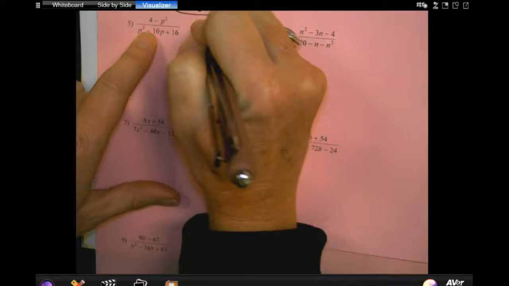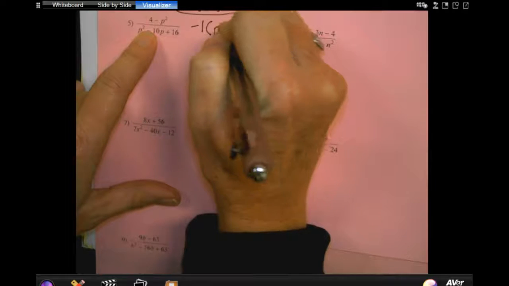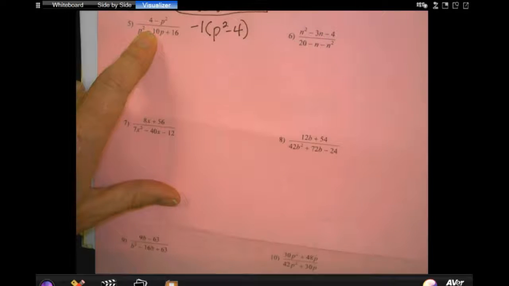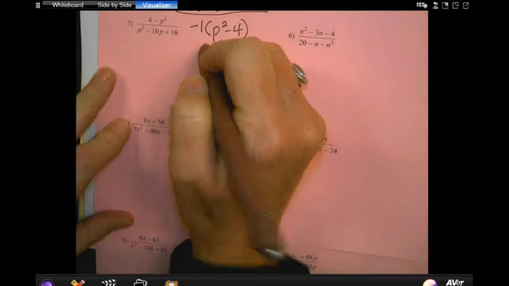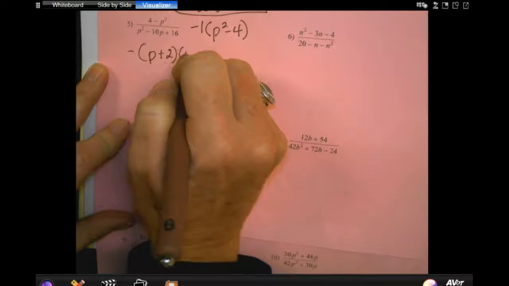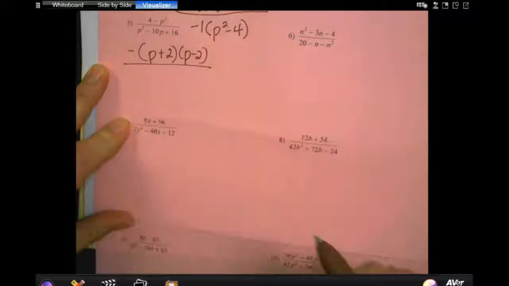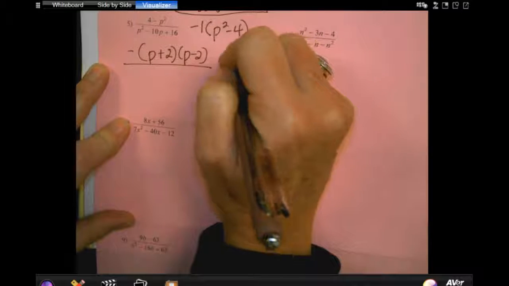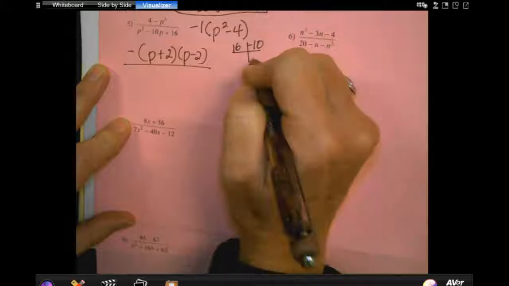So I have to take out the negative 1, right? And I get p squared minus 4. No, you can just put the negative. So this factors to negative p plus 2 and p minus 2. And on bottom, I have 16 and negative 10, which is going to give me negative 8 and negative 2.